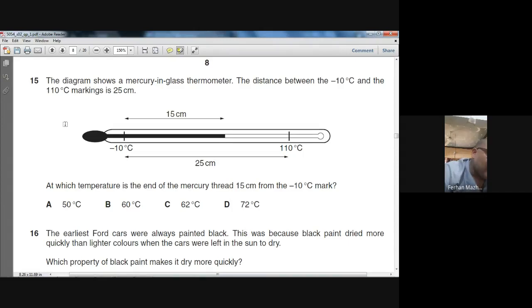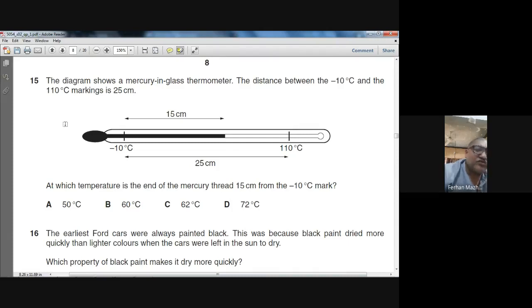So L3 is 15, L1 is 0, L2 is 25 and L1 is 0. Theta 3 I want to know. Theta 1 is minus 10 and theta 2 is 110. So it will be 15 divided by 25 equals to (theta 3 plus 10) divided by (110 plus 10), which is 120. So theta will be equal to 15 multiply 120 divided by 25 minus 10.